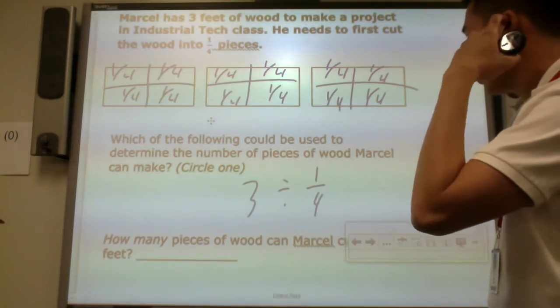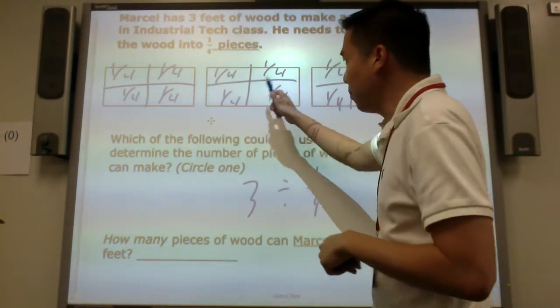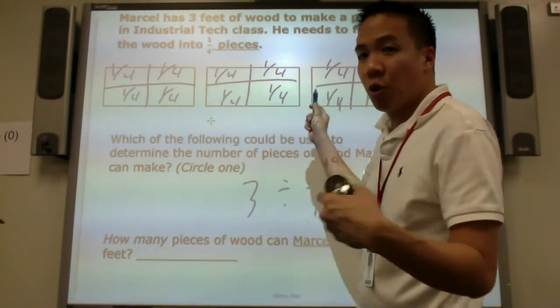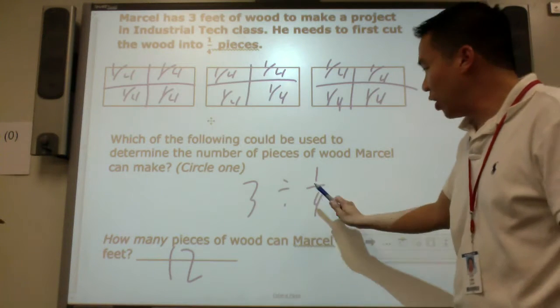So how many pieces? 1, 2, 3, 4. It seems like they started with 3 wholes, and each one has fourths. 3 times 4 is 12. I wonder how I can get 12 from this.